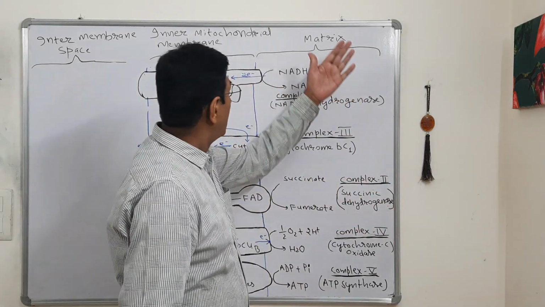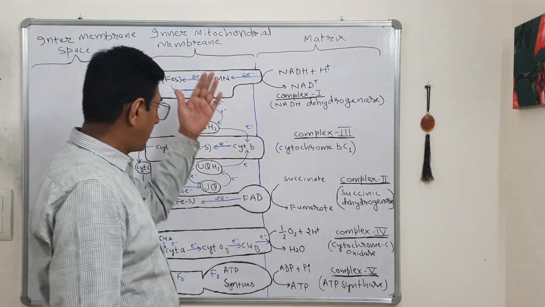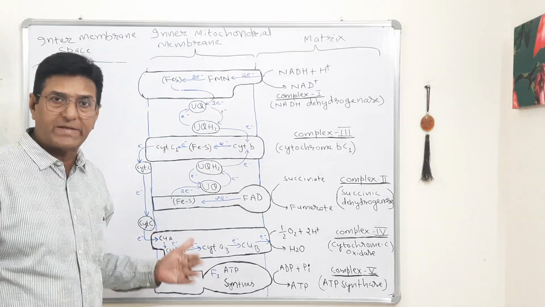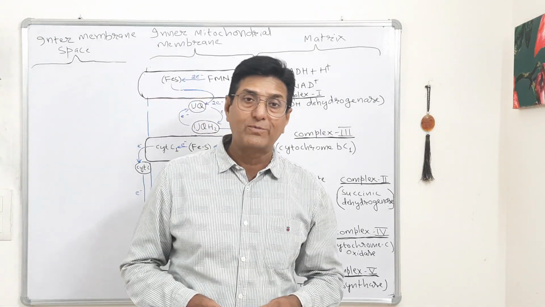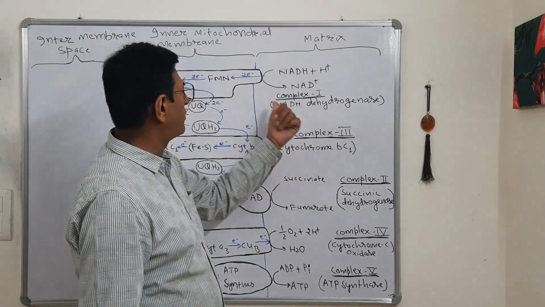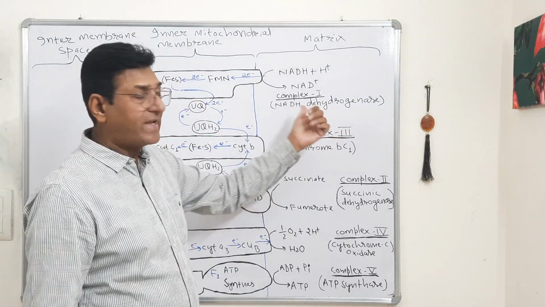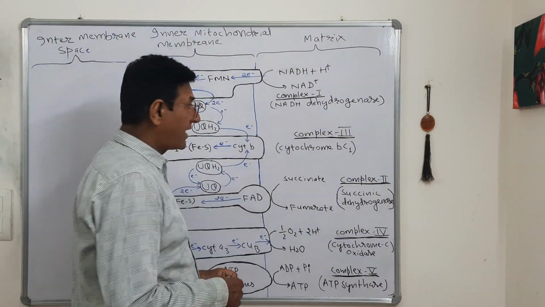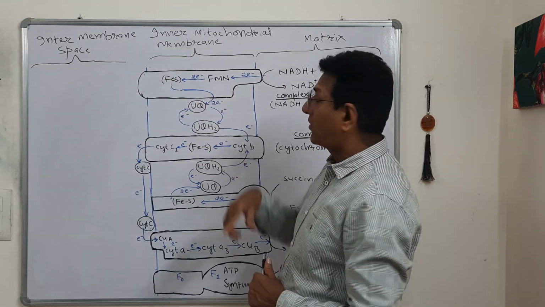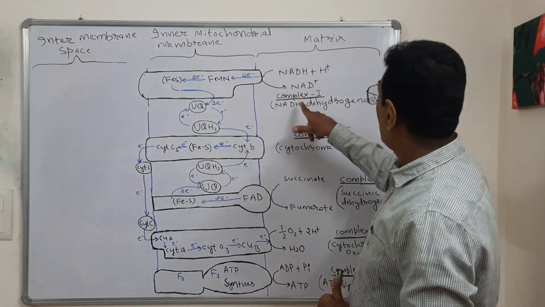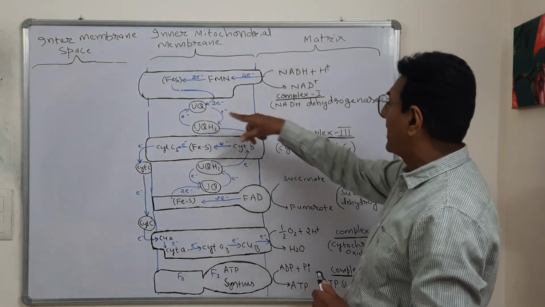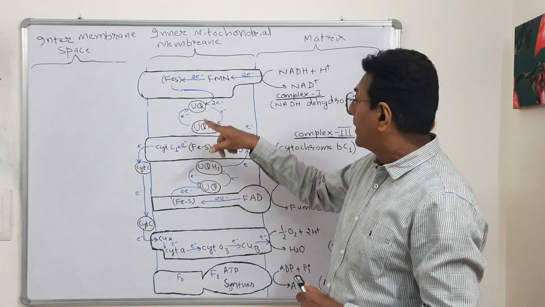This is the matrix side of mitochondria, this is inner membrane of mitochondria, and this is intermembrane space, perimitochondrial space. And now come to electron transport system. When NADH takes part in the process, it gives its electron to complex first, NADH dehydrogenase, and in NADH dehydrogenase the electron moves from flavin mononucleotide FMN to iron sulfur complex, and from complex first the electron moves to complex third, cytochrome BC1, via ubiquinol.